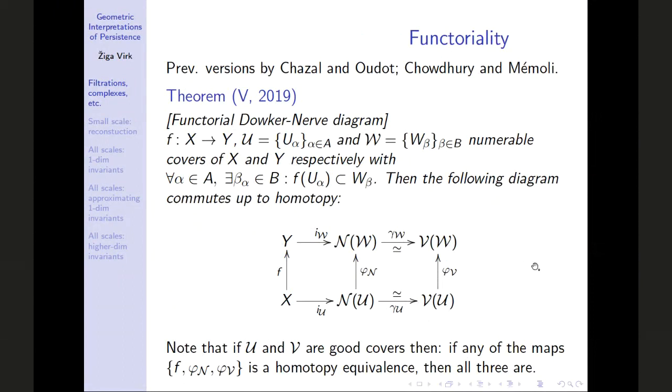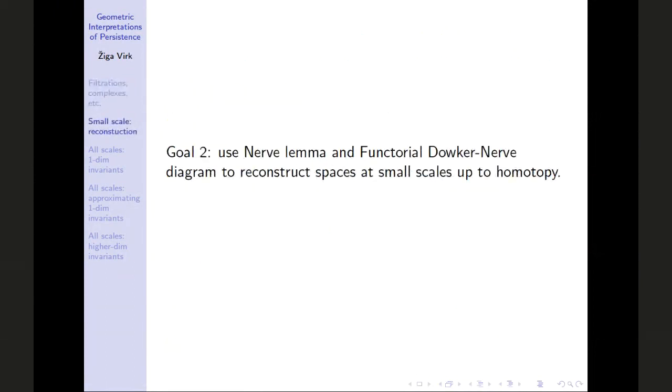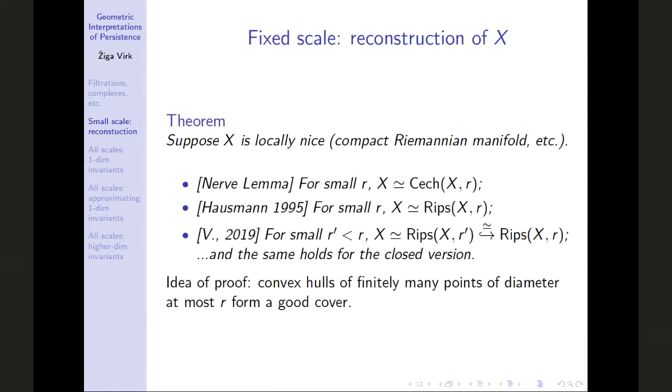All right, so now that we can express Rips complexes as nerves, we would want to use this to reconstruct spaces. So the first example we will mention is that of a compact Riemannian manifold. So of course, if one is using the Čech complex, you can just use the nerve lemma and see that for small r's, we can actually reconstruct the homotopy type of the manifold. For Rips complexes, the same result was proved by Hausmann in 1995.